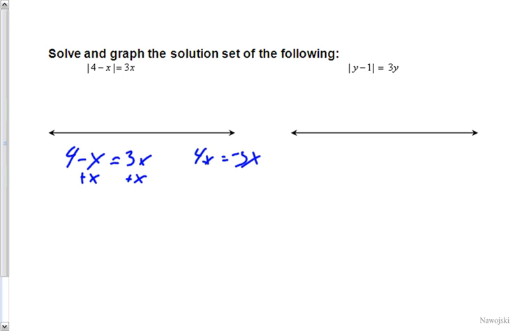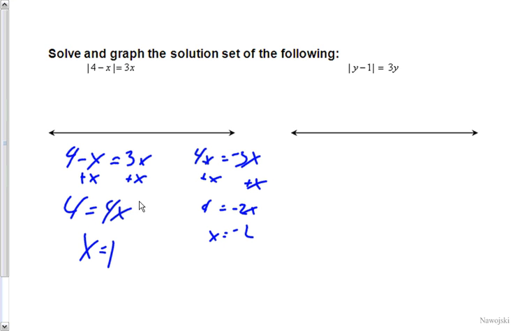Add x here. Add x here. So that's 4 equals 4x. x equals 1. Add x here. You get negative 2x equals 4, and we get x to equal negative 2.